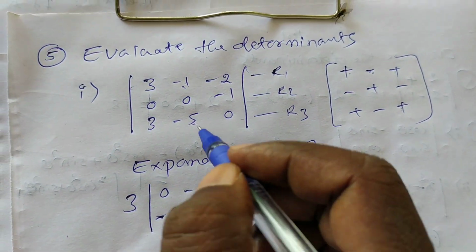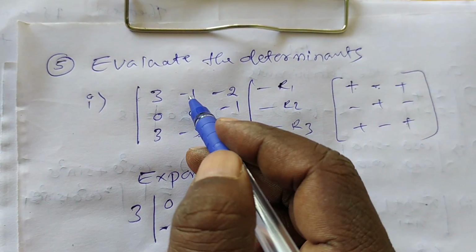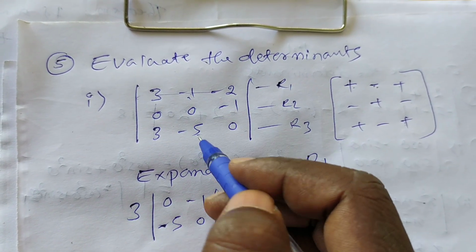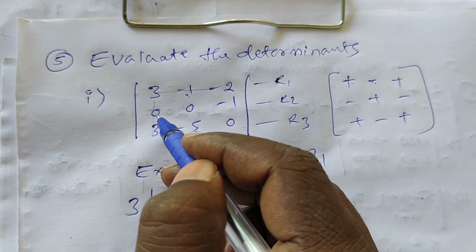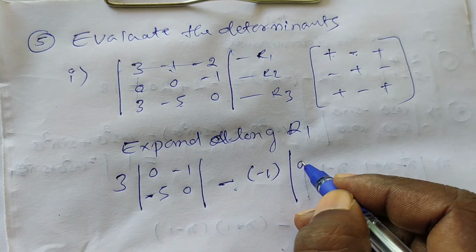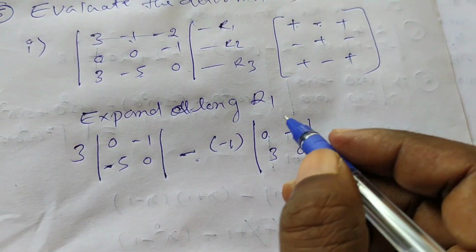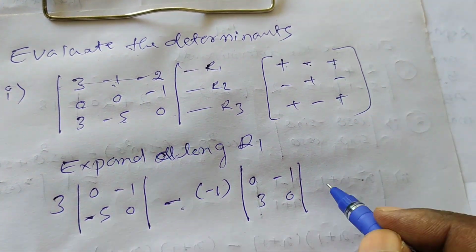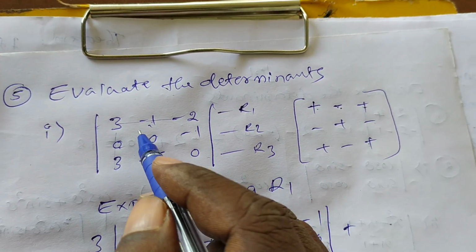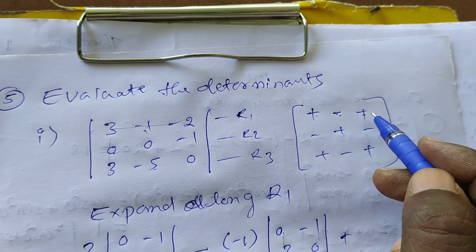Now delete all the elements in the row and column in which minus 1 exists, here first row, second column. After deleting, the remaining elements are 0, minus 1, 3, 0. Now, here the sign is plus. When you are expanding along R1, follow these signs.